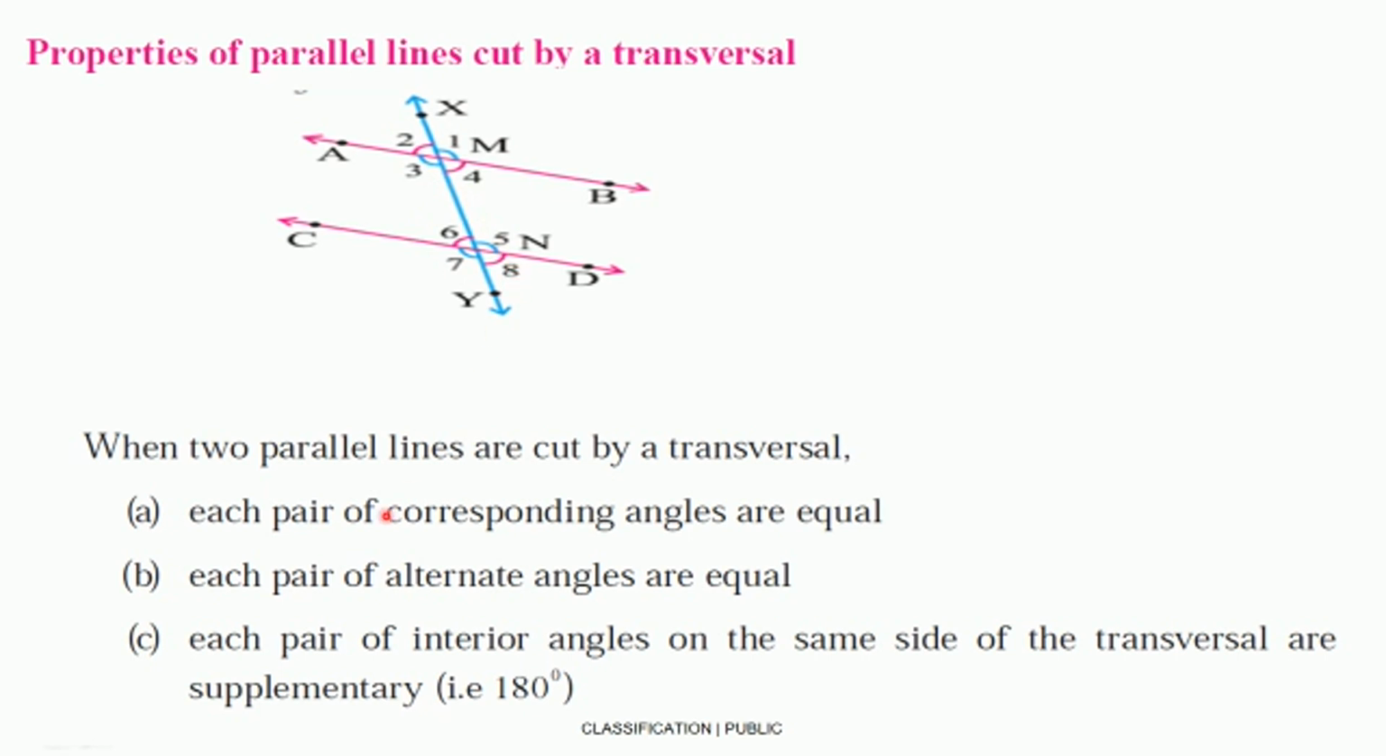Next, each pair of interior angles on the same side of the transversal are supplementary, that is 180 degrees. That means angle 3 plus angle 6, that is interior angles, equals 180. Angle 4 plus angle 5 equals 180. That is also interior angles. Okay, so three properties. Each pair of corresponding angles are equal, each pair of alternate angles are equal, and each pair of interior angles on the same side of the transversal are supplementary.